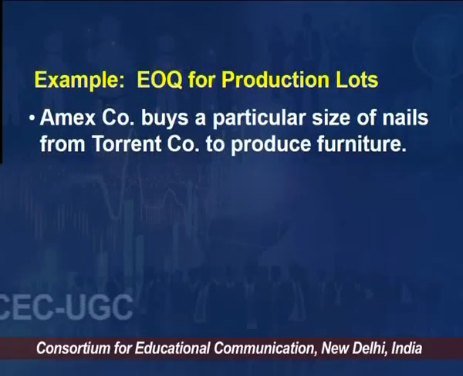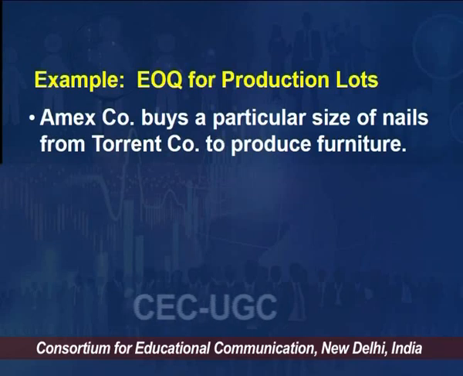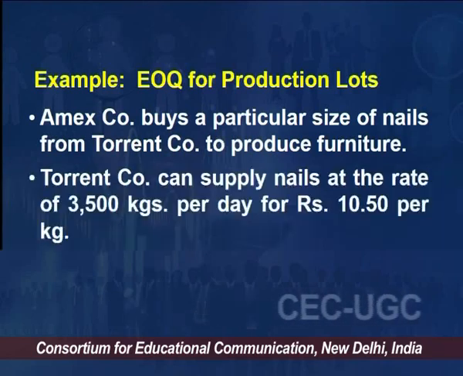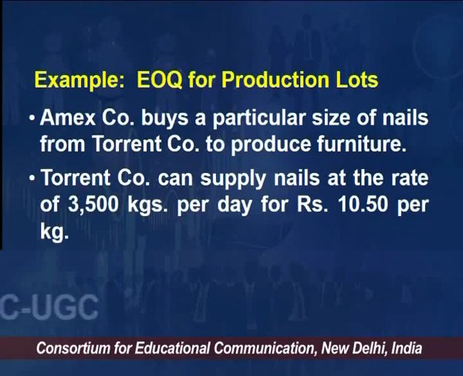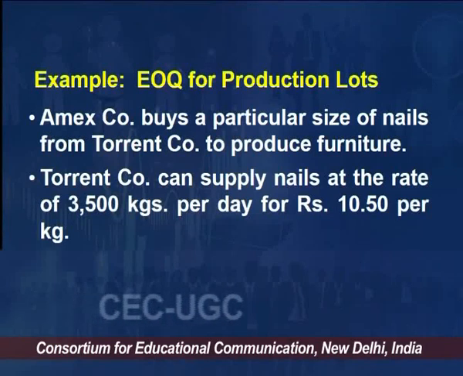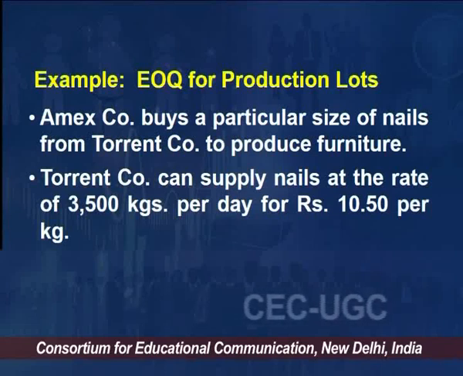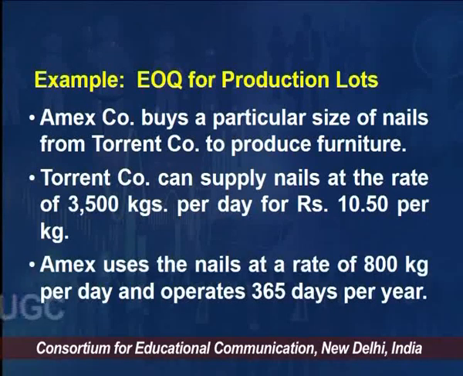So we will just quickly take one example of EOQ for production lots. There is an Amex company which buys a particular size of nails from Torrent company to produce furniture. Torrent company can supply nails at the rate of 3,500 kgs per day for ₹10.50 per kg. Amex company uses the nails at the rate of 800 kg per day and operates 365 days per year. So you have to calculate the economic order quantity.